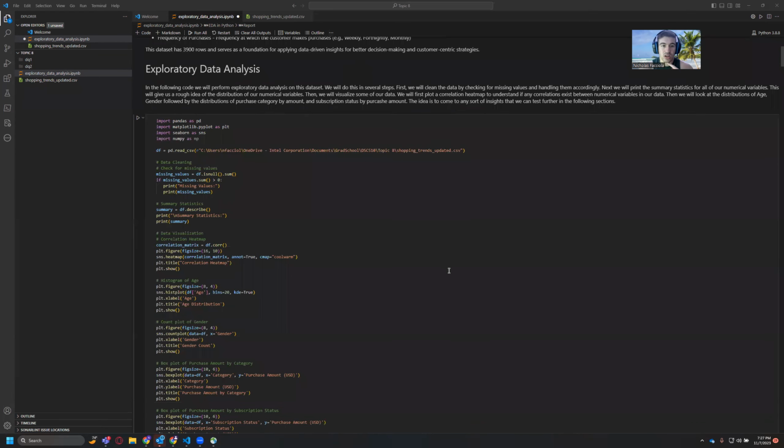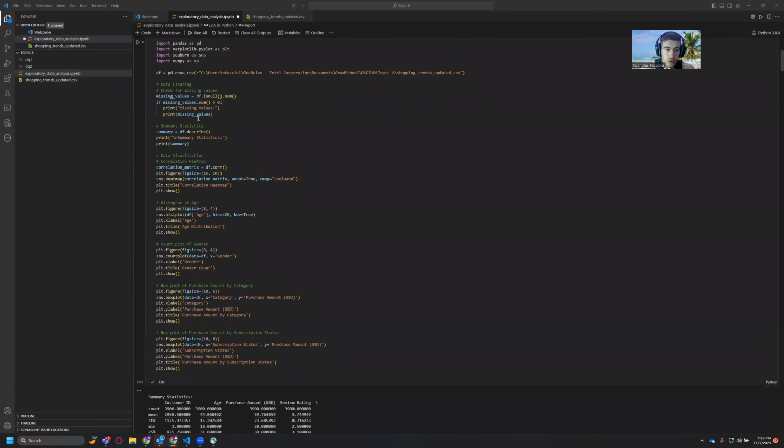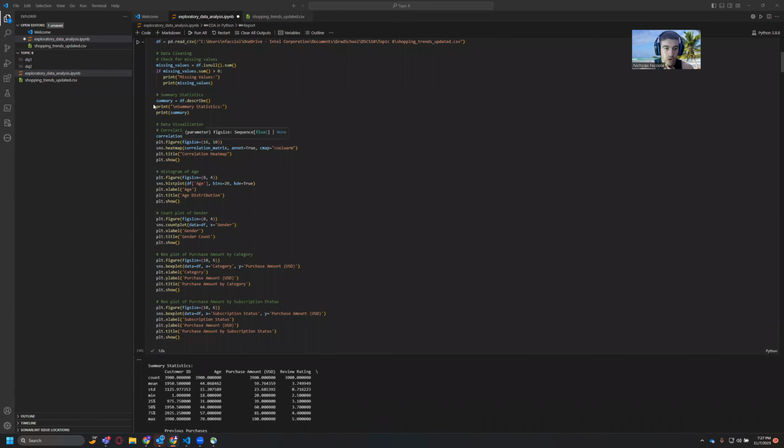So the following code is going to do some exploratory data analysis, and this is really just to first clean the data and then print the summary statistics, and then analyze any of the patterns or if we can find any correlations in a heat map, just to see what we can work with here and what we can hypothesize later on. So the first thing we're going to do is clean the data by checking for missing values, and then we're going to print the summary of our entire data frame to understand the measures of central tendency as well as the spreads of each of our numerical variables.